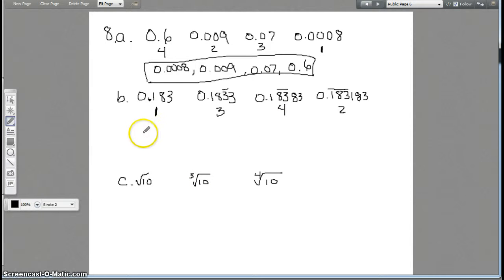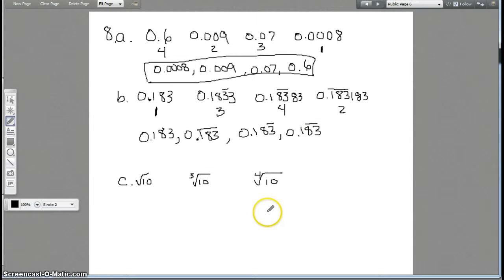Now we need to actually write these in order. 0.183 terminating. We have 0.183 where the entire thing repeats. Then we have 0.183 where only the 3 repeats. And then 0.183 where the 83 repeats.